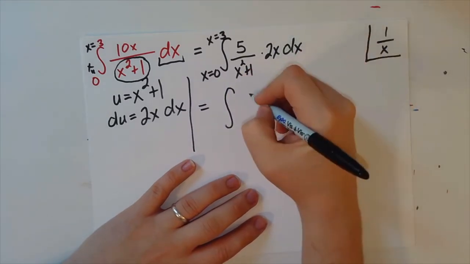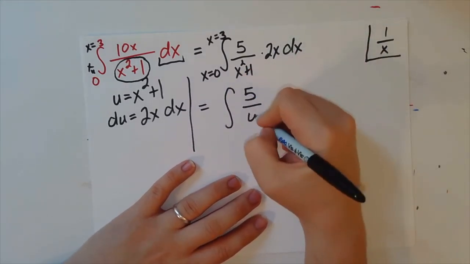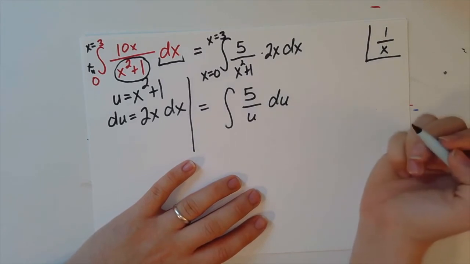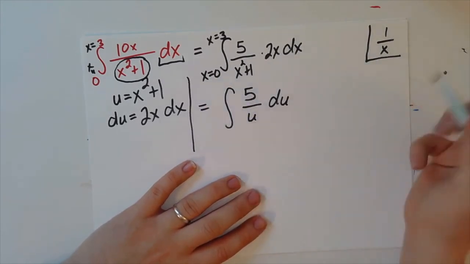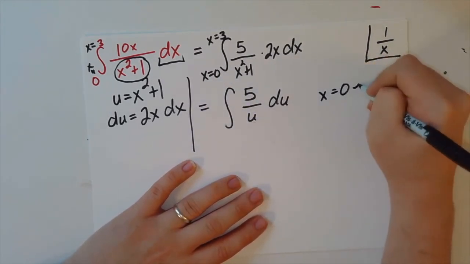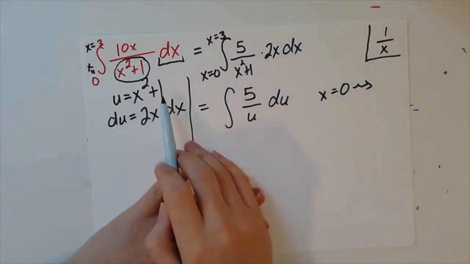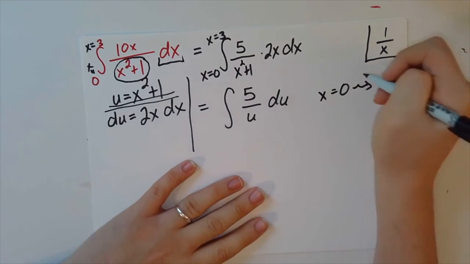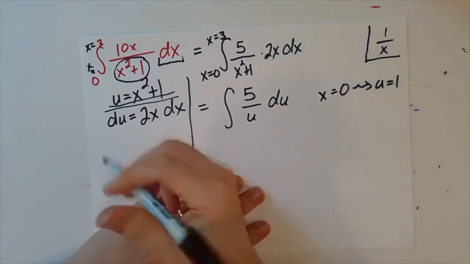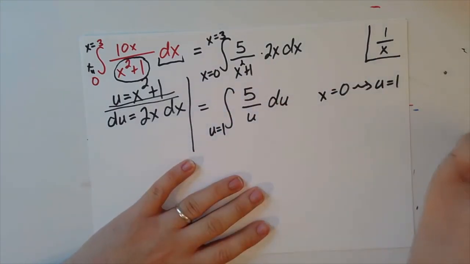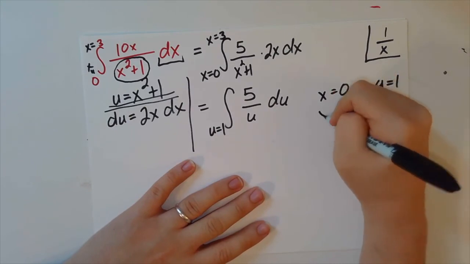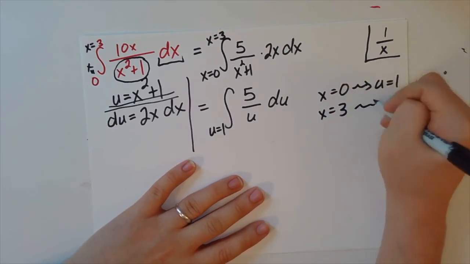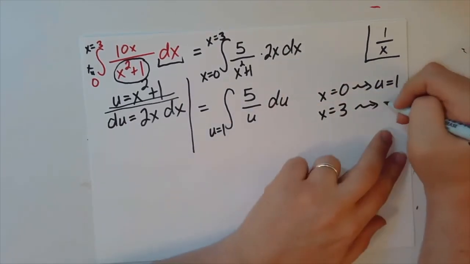So this is the integral now of 5 over u du. And my x equals 0, that becomes, because of, again, this identity is the one I'm using, that becomes a u equals 1. And my x equals 3, that is going to become a u equals 10.